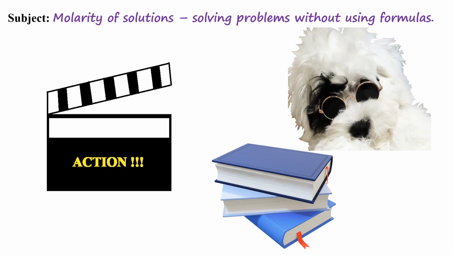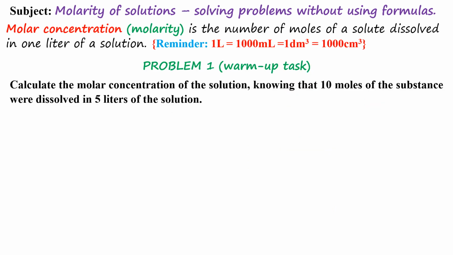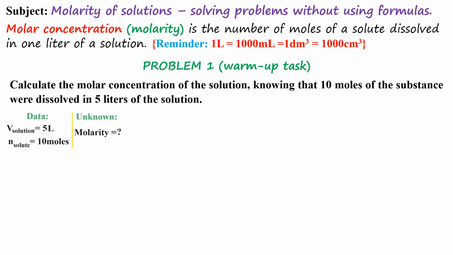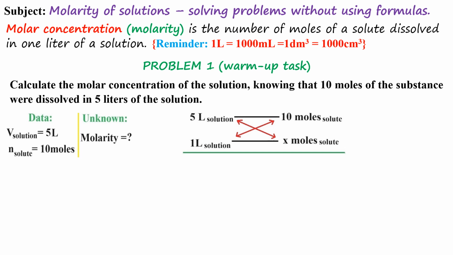Time for the problems. Problem number 1. Calculate the molar concentration of the solution knowing that 10 moles of the substance were dissolved in 5 liters of the solution. Let's start by writing down what we know and what we need to calculate in this problem. We know already the volume of the solution and number of moles of solute. We are looking for molarity of the solution. In 5 liters of the solution, there are 10 moles of solute. So 1 liter of solution contains X moles of solute.